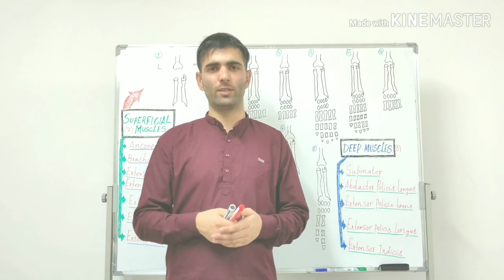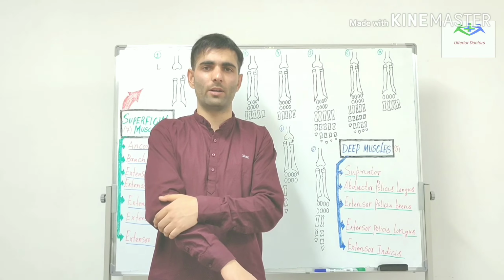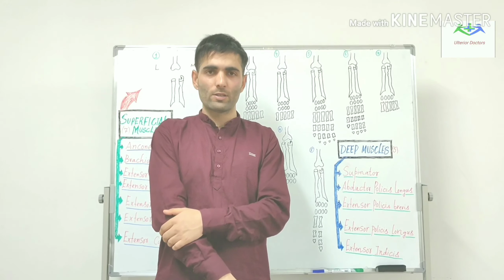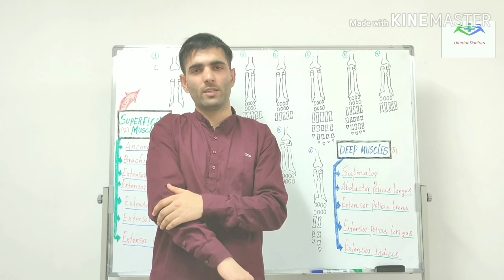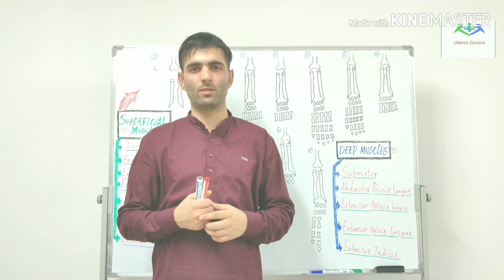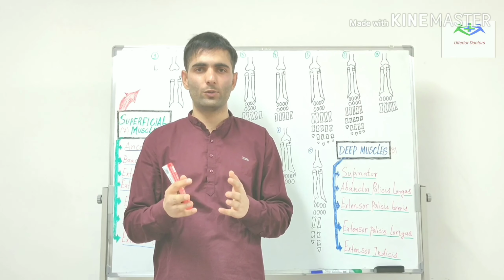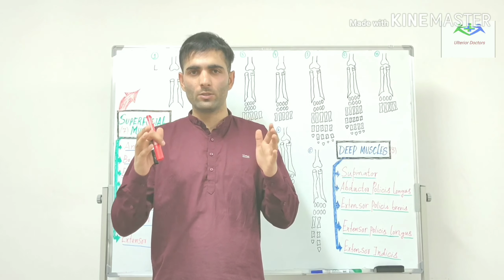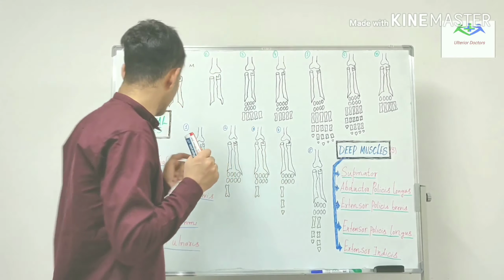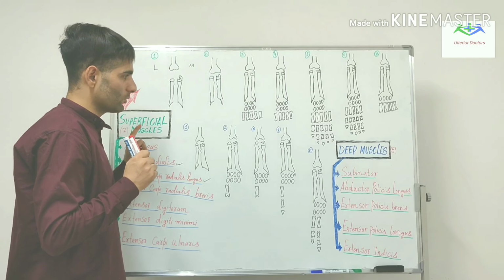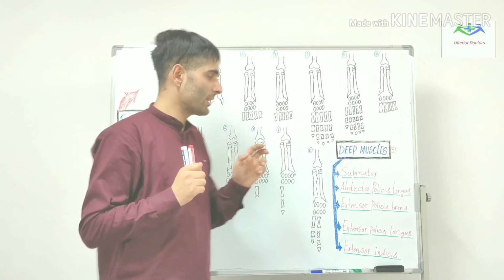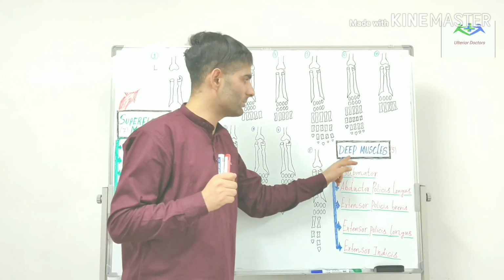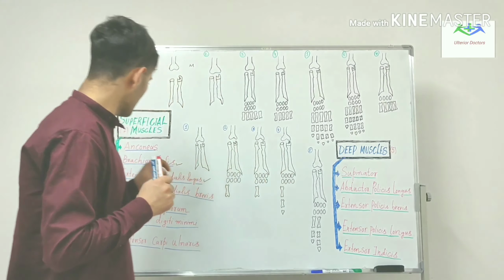Today I'm going to talk about the muscles of the posterior compartment of the forearm one by one. Today I will mainly focus on the origin, insertion and the action of these muscles. There are 12 muscles in the posterior compartment which are subdivided into two main groups, that is superficial group and deep group. In the superficial group there are 7 muscles and in deep group there are 5 muscles.